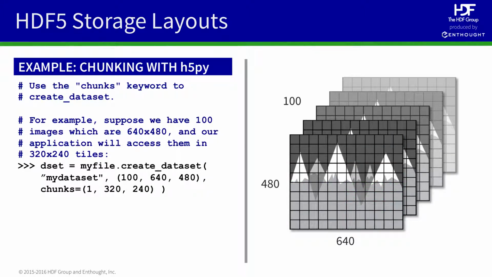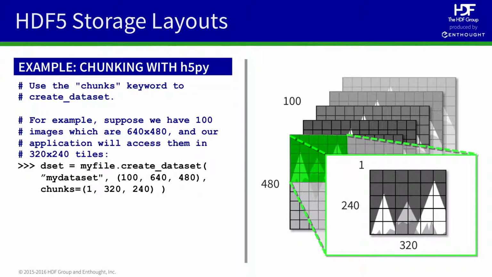We'd make a new dataset with shape 100 by 640 by 480, and then specify, via the chunks keyword, the shape of 1 by 320 by 240. In other words, each chunk will have a dimension of 1 along the image axis from 0 to 99, 320 along the x-axis, and then 240 along the y-axis.